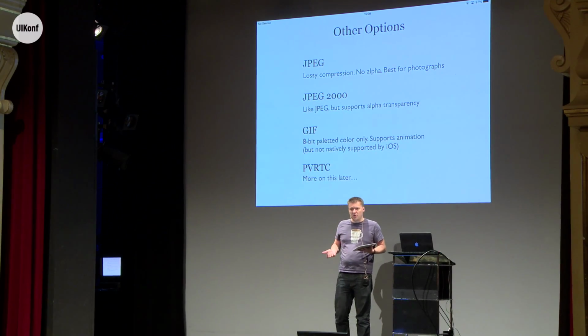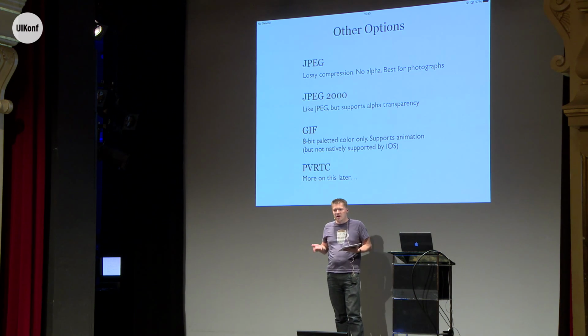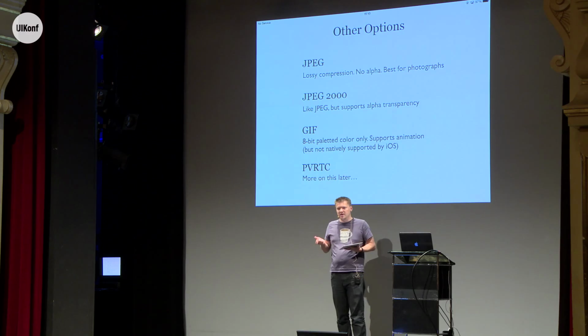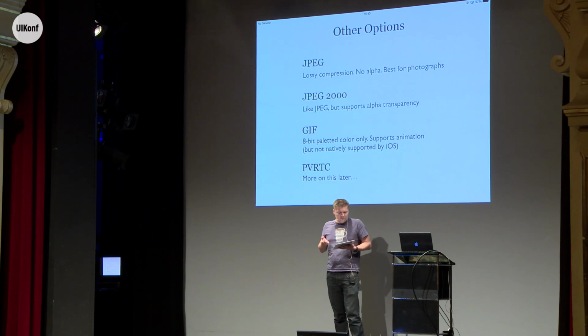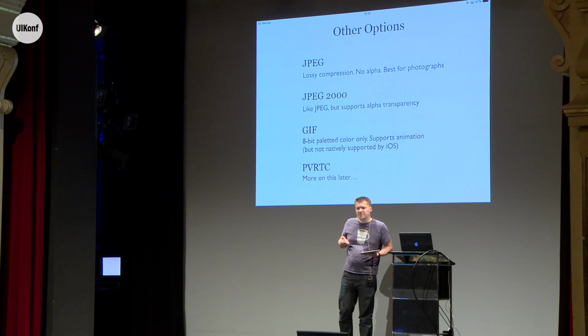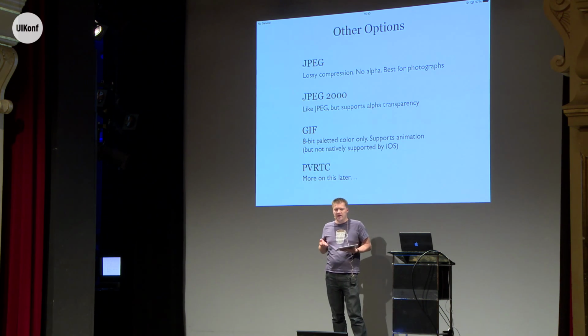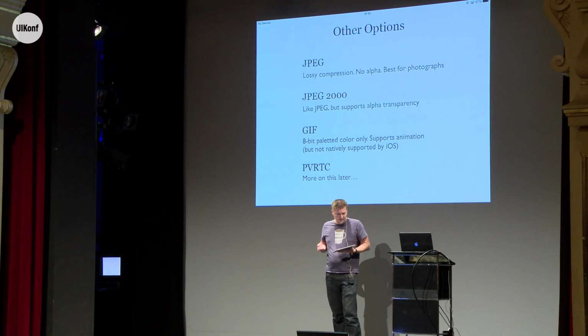JPEG, you should hopefully all be familiar with. It's lossy compression, so it tends to make much smaller files than PNG. It's ideal for photographs, really, where you're not going to notice the kind of compression artifacts. A format that you may not be so familiar with is JPEG 2000, which since iOS 5 has been natively supported on iOS, but hardly anybody knows about it. It's basically just like JPEG, but it supports alpha, which is kind of the missing piece of JPEG.